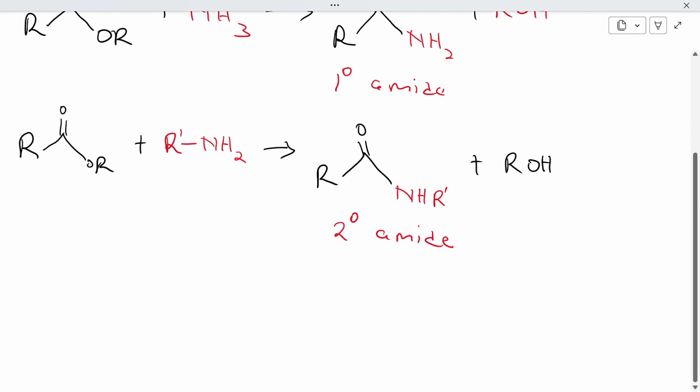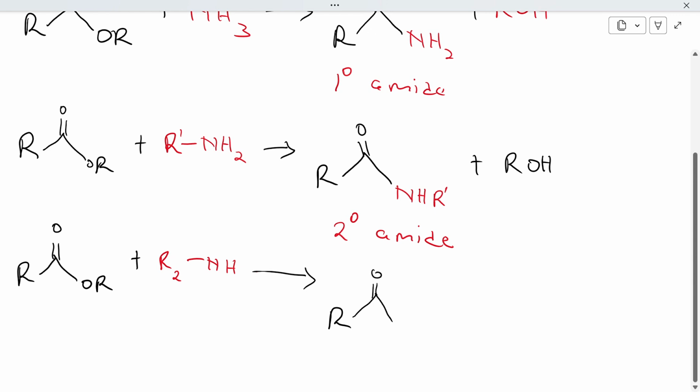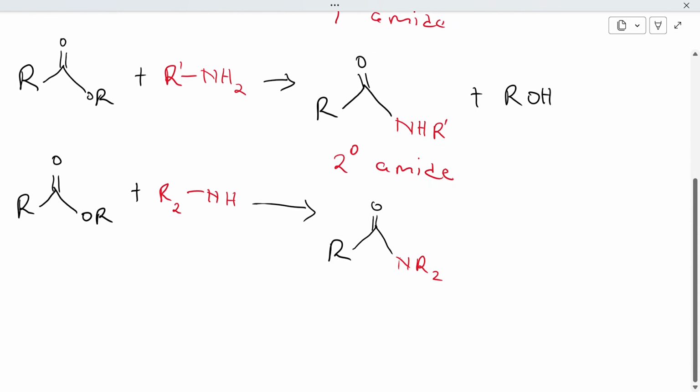When you react the same ester with a secondary amine, we form R, so this is a tertiary amide.